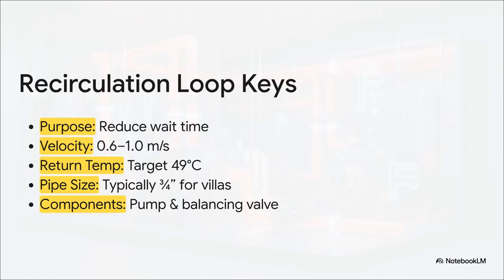Now, a properly designed loop, following standards from the SBC and ASHRAE, keeps that hot water constantly but slowly moving. We use a small pump to maintain the flow, and we aim for a return temperature of about 49 degrees Celsius. This means that the moment someone opens a tap, hot water is there almost instantly. For a villa, a 3/4-inch pipe for the return line is usually perfect for the job.